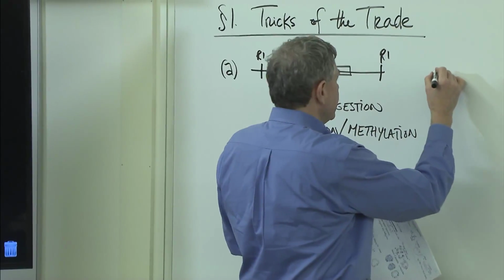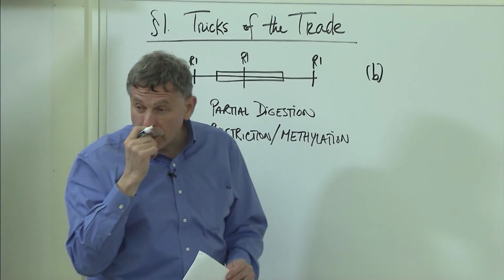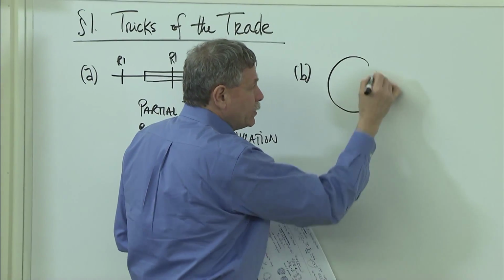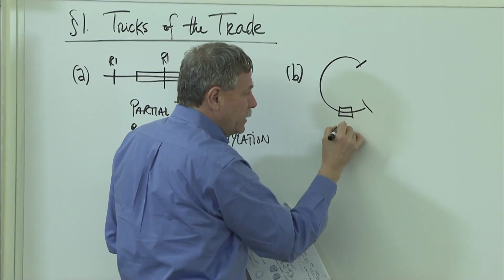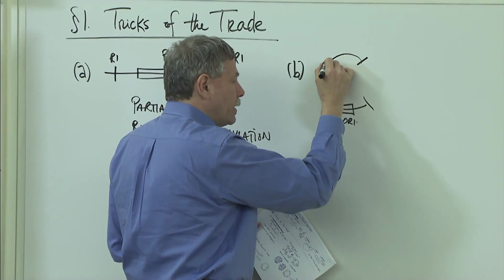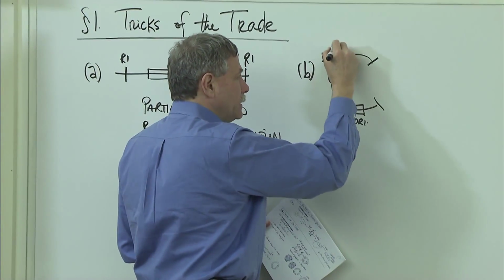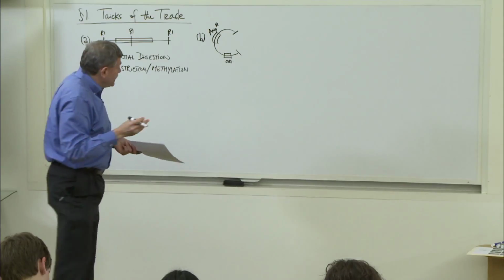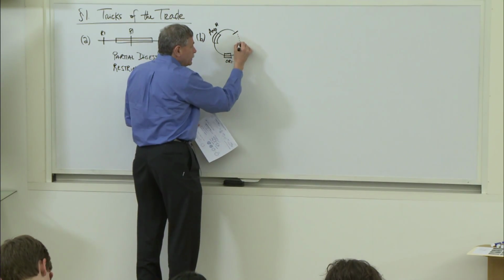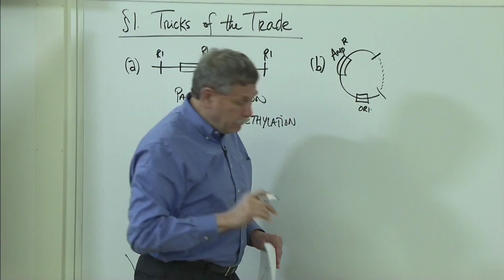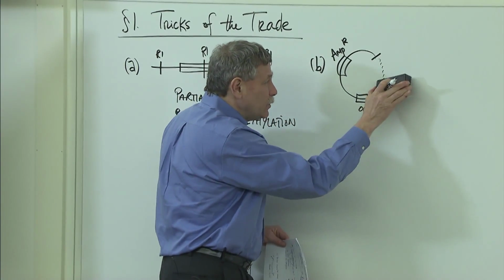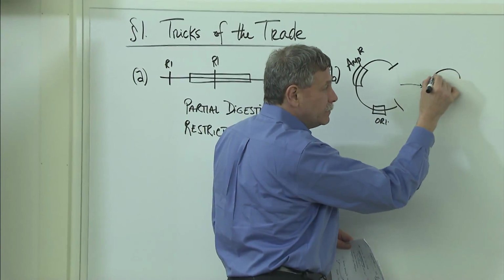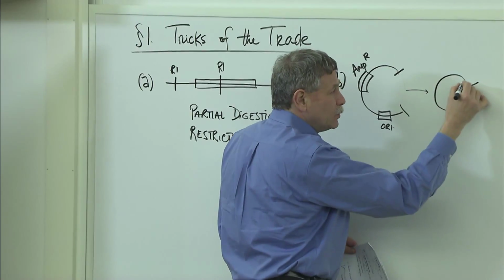Now, there was another thing that someone came up to me after class and was very worried about, with good reason. Suppose I have my vector that has an origin of replication, and it has a selectable marker, ampicillin resistance, and I want it to ligate with an insert, a piece of my source DNA. I'd like that. But what happens if no source DNA finds it? Couldn't this vector just ligate to itself?